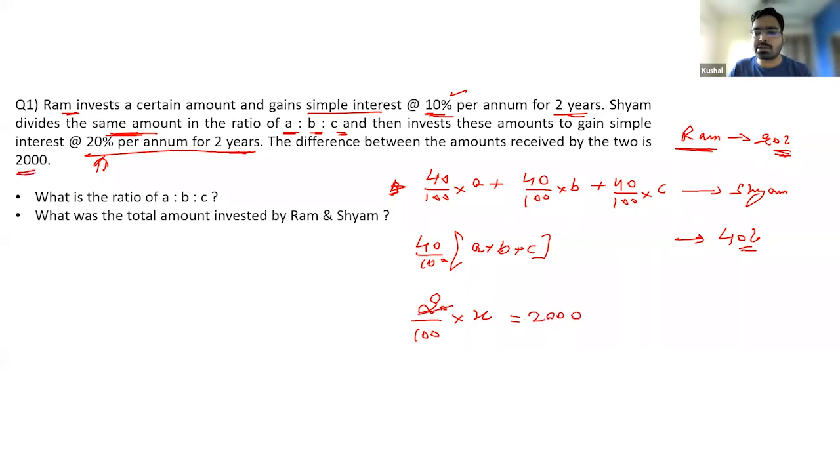So if this is going to be 2,000, then what are we going to say? This will get cancelled out. It will be 100 and X will be equal to 10,000. That means 10,000 was the amount invested by either Ram or Sham in the business.